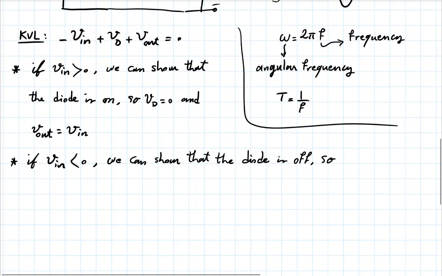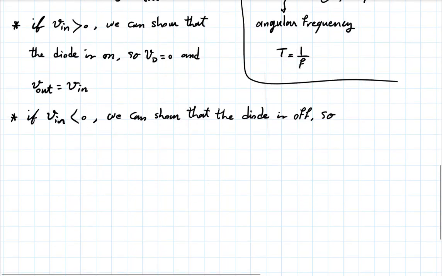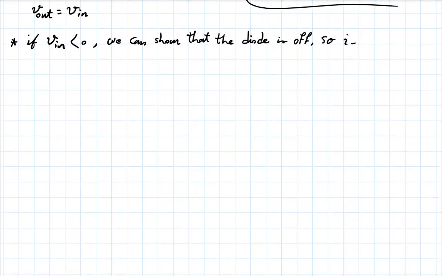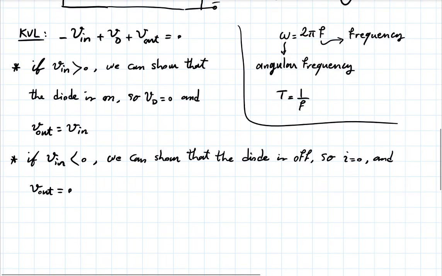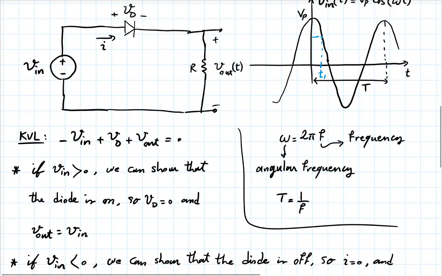So if Vin is less than 0, we can show that the diode is off. So the current I equals 0, and Vout is 0. So this is actually the complete answer to this problem, because you will see that in the positive sides of the cycle, the output is the same as the input. In the negative sides of the cycle, the output is 0. So you've just thrown away that half.